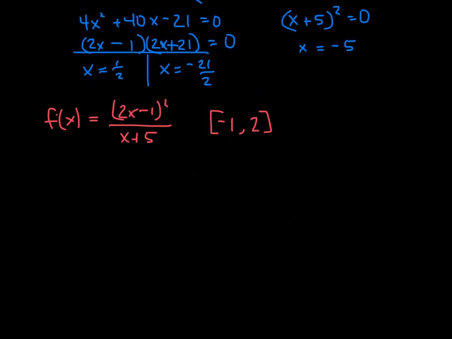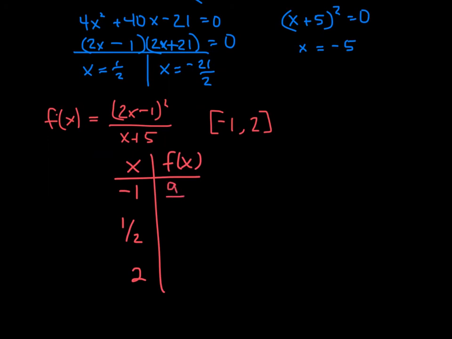Yep. So I have to look at those critical values and decide which ones even fit within that interval. Between negative 1 and 2, really the only one that fits is positive 1/2. Negative 21/2 is way too small, and so is negative 5. So of the three critical values, I'm only testing one into my original function. I'll test my values starting with negative 1. 2 times negative 1 is negative 2, minus 1 is negative 3, squared is 9, over negative 1 plus 5 is 4.